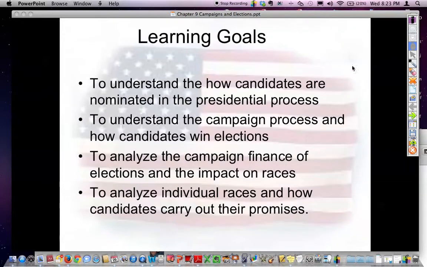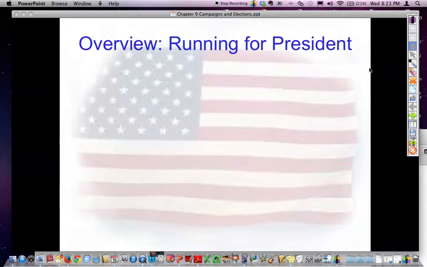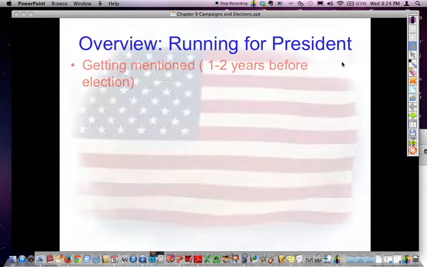The first thing, remember, as we look at this, understand how candidates are nominated in the presidential process. We're going to look at the electoral process overall, and then I will do a separate video on campaign finance. One of the first things I want to look at is an overview for running for president. I gave you a handout a little bit ago that is sort of like a maze or a race, but let's just go over the main ideas here.